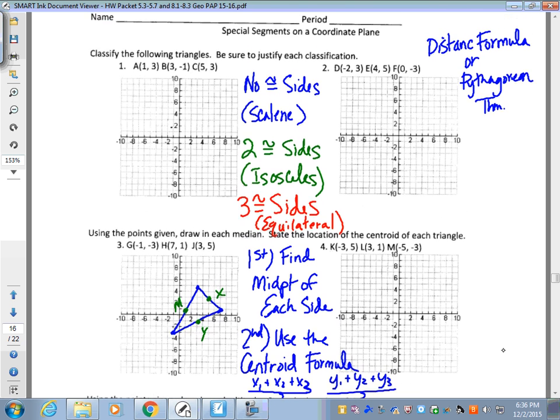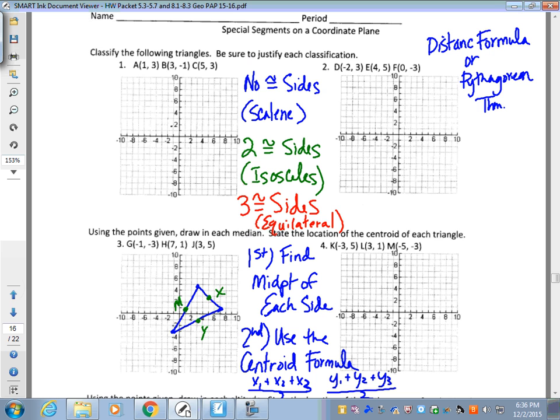Just, distance formula. If you forgot what the distance formula is, basically, it's the square root of x2 minus x1, parentheses squared, plus y2 minus y1, parentheses squared. And you do that for each side. So graph your points, use your slope, rise over run if you want to make your right triangles, or use your distance formula.